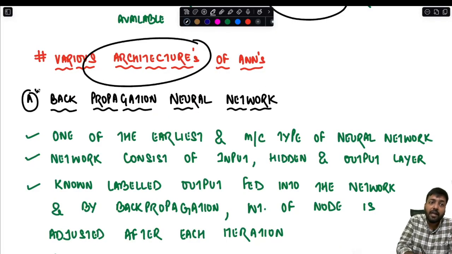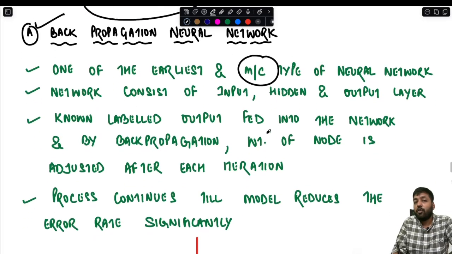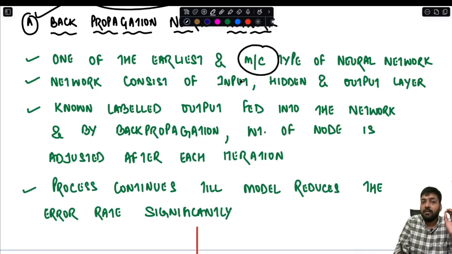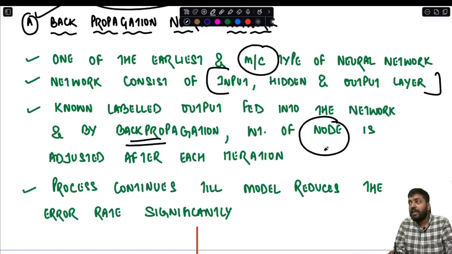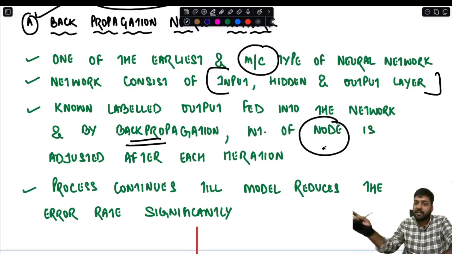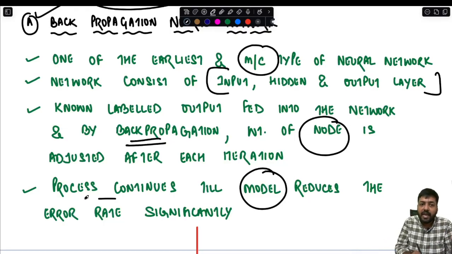The first architecture was the back propagation neural network. This was one of the earliest and most common types of neural network. It is a network consisting of input, hidden and output layers, as I have already shown you previously. Known labeled output is fed into the network, and by back propagation the weight of the node is adjusted after each iteration, or after each time the message is passed forward. This process continues until the model reduces the error rate significantly.